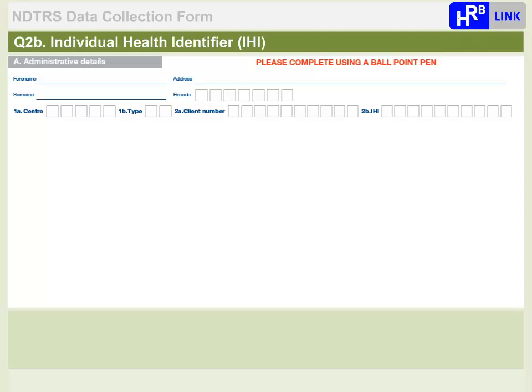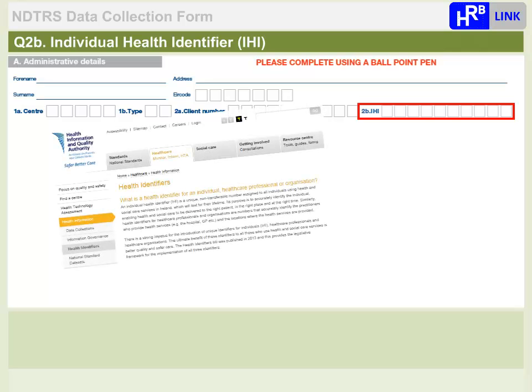Question 2b, Individual Health Identifier, or IHI. The administrative details section of the form has been modified to include a field to capture the individual health identifier in preparation for the future implementation of the IHI. This data field will only be used once the IHI has been rolled out.